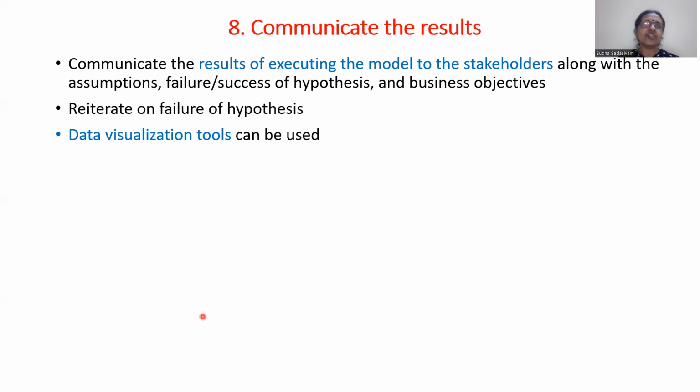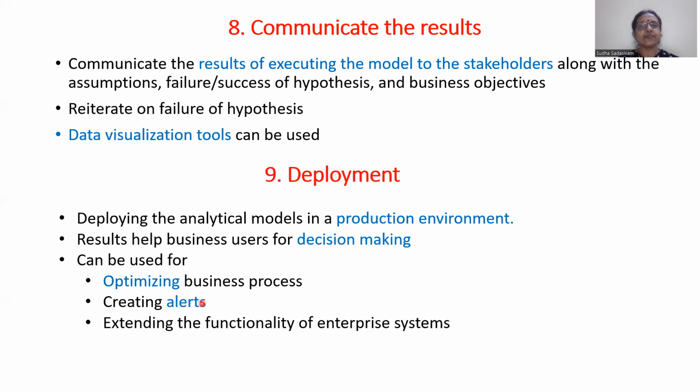The results are communicated to the stakeholders using suitable visualization tools. Finally, if the stakeholder, the business user, is okay, then the model is deployed in the production environment, and then the actual data can be given as input to this model to predict the results. So that is the purpose of deployment. So these are all the 9 phases in the big data analytics life cycle.